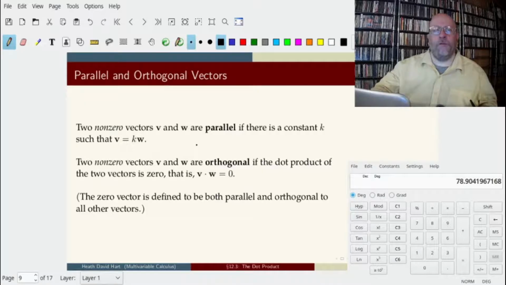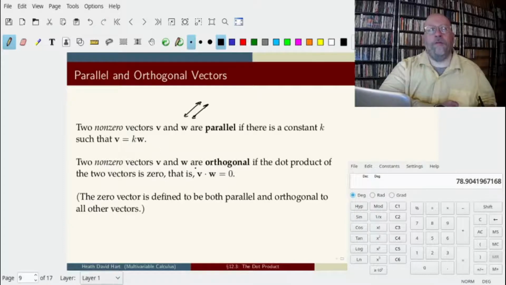So let's move on. A couple of definitions. We say that two vectors are parallel if there is a constant k such that v is equal to k times w, or w is equal to k times v. And this definition applies as long as both vectors are non-zero.